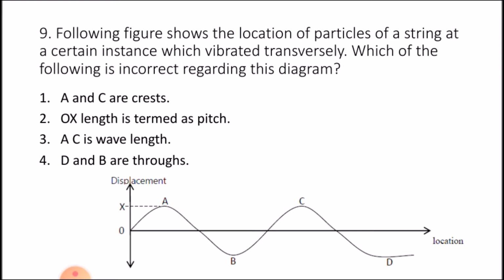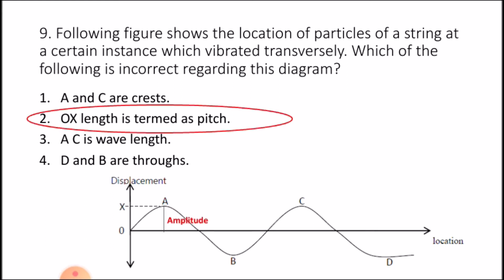A, C is wavelength. Yeah. In a transverse wave, we can define the distance between two crests or troughs as the wavelength. D and B are troughs. Yes, those are correct. Therefore the answer is the second one, and OX means the amplitude of the wave. Therefore according to this, the second one is the answer.